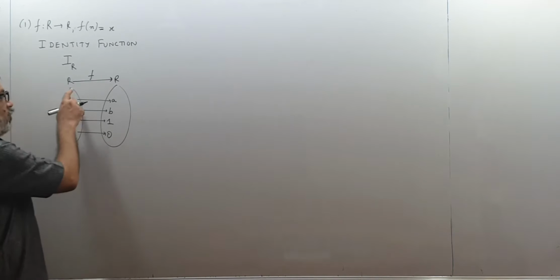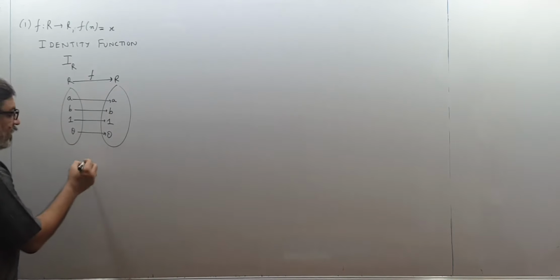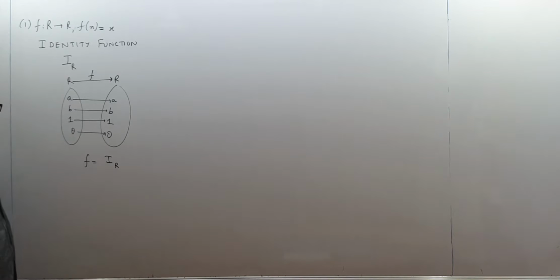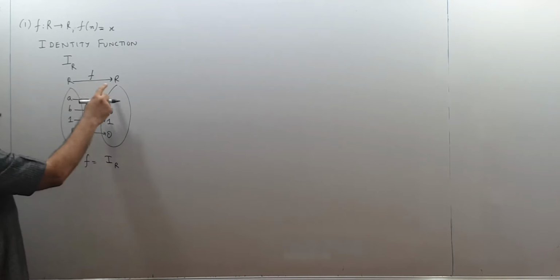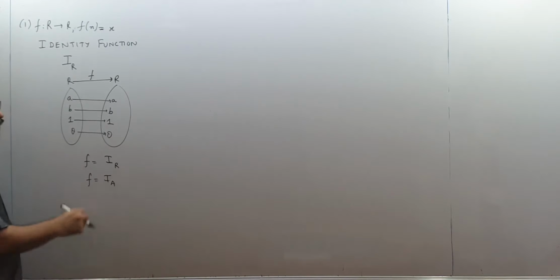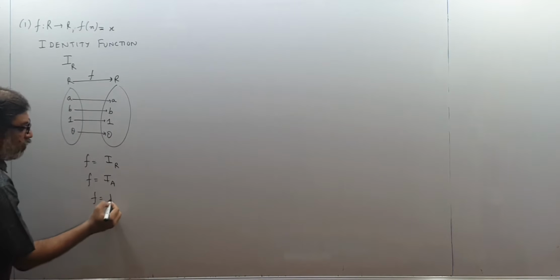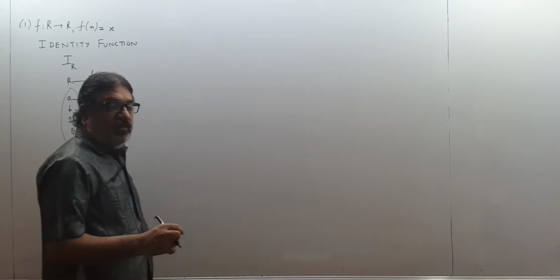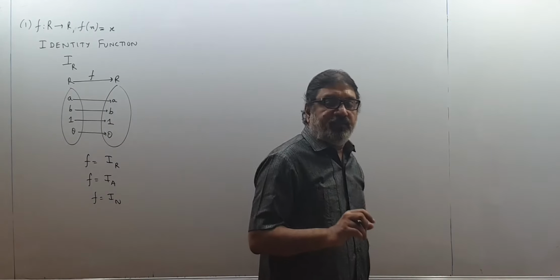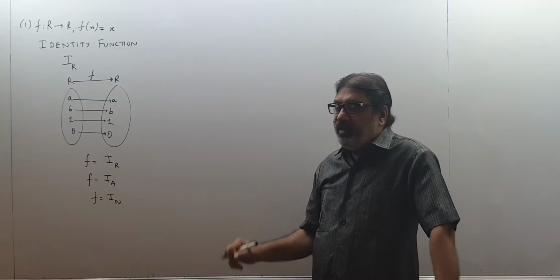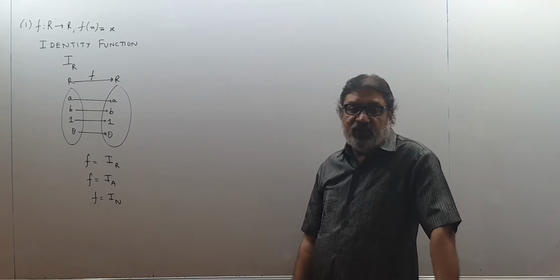And because the domain and codomain are R, I will write the function f as I_R, identity function on the set of real numbers. If it is from A to A, then I will write f equal to I_A. If it is from N to N, then I will write f equal to I_N. This R, A and N tell us what is the domain and codomain of this identity function. I_N means identity function from N to N, I_A means identity function from A to A.